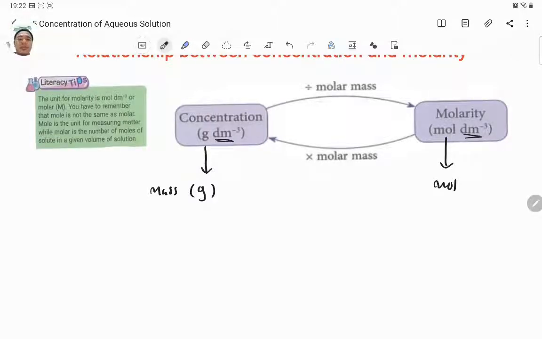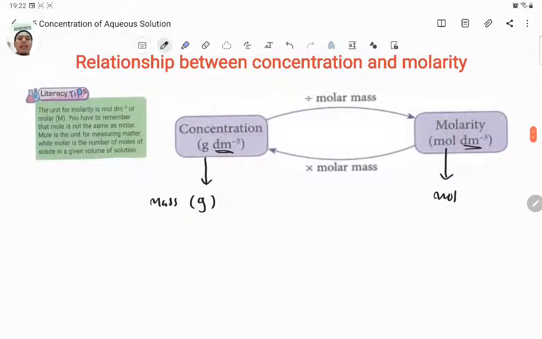Okay, so let's say I have mass, we need to find number of mole. So what we're gonna do is mass we will divide with our molar mass. This one you already learned in chapter 3, mole and mass. Right, so we need to find number of mole.